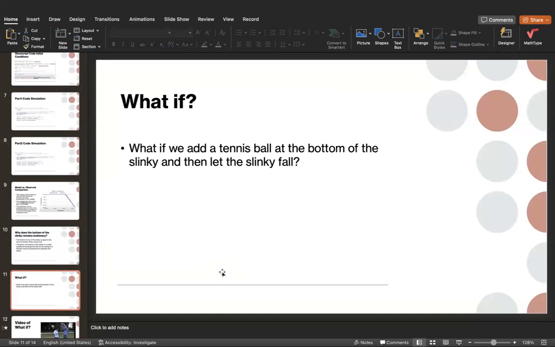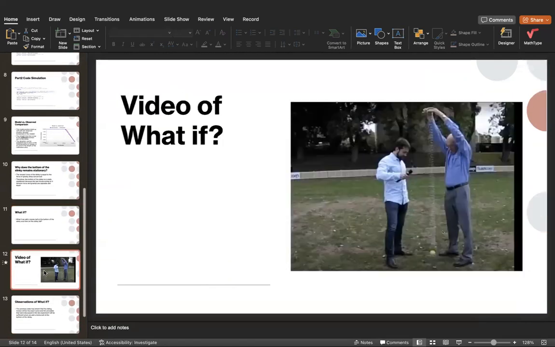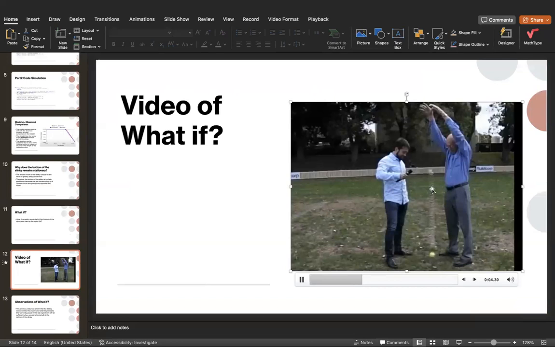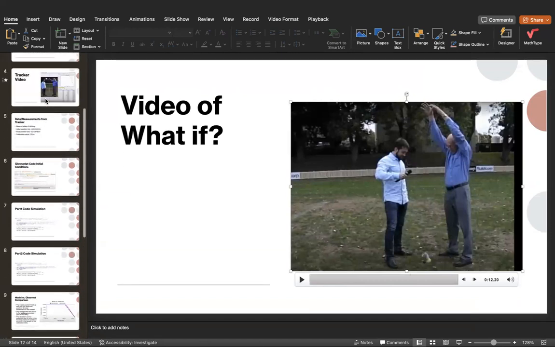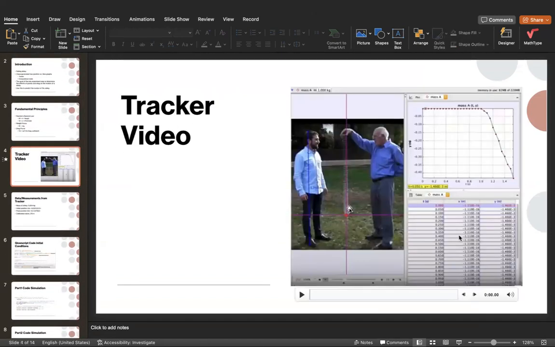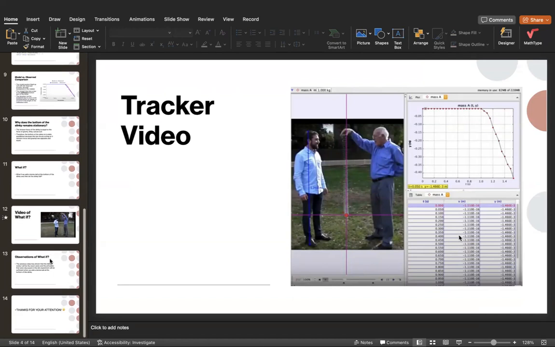So let's go through the what if question. What if we add a tennis ball at the bottom of the slinky and then let the slinky fall? Here is the video representing that what if question. Here is the tennis ball with some mass and it's stationary. And then it just drops. This follows the exact same principles from our previous example, this one without the mass.